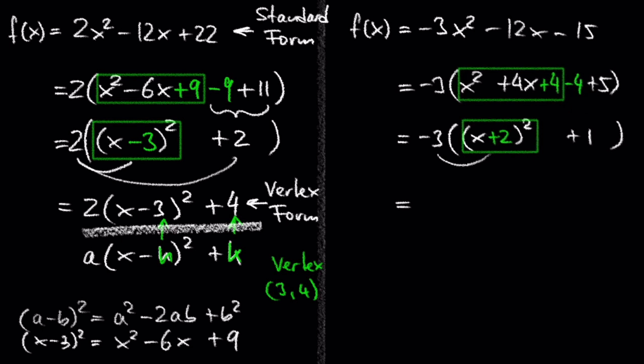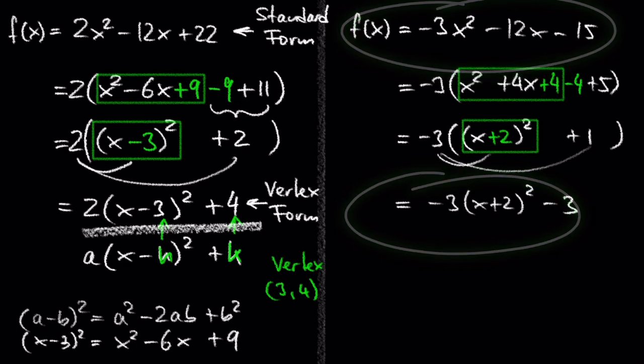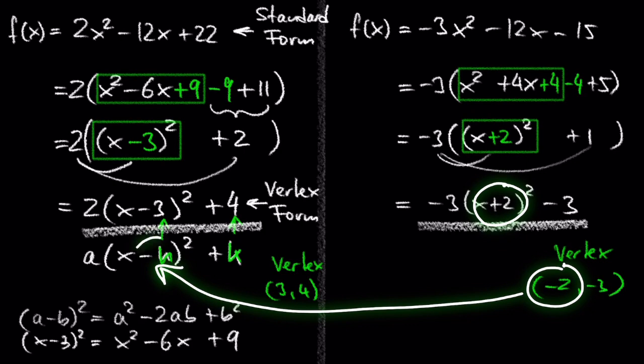Negative 3 times x plus 2 in parentheses squared, and negative 3 times 1 is negative 3. And we are done with converting the standard form into the vertex form. Note that when we have plus 2 here, the x-coordinate of the vertex is negative 2, because minus negative 2 is positive 2.